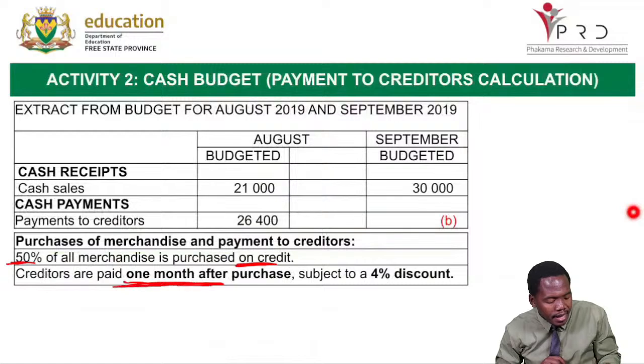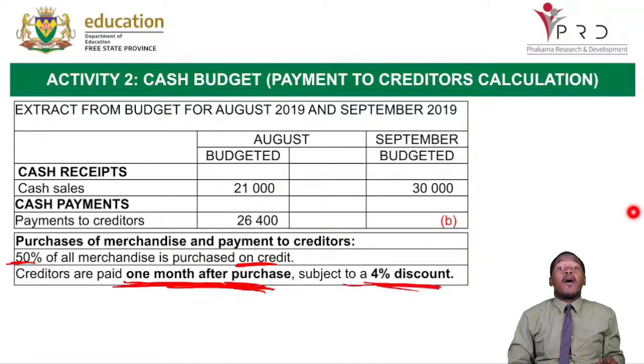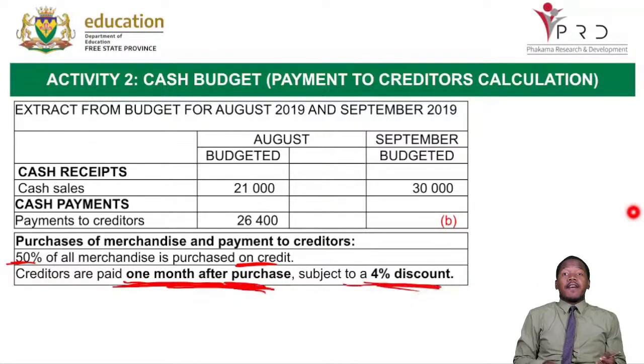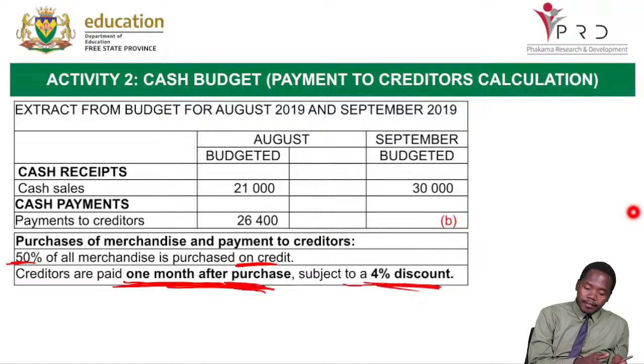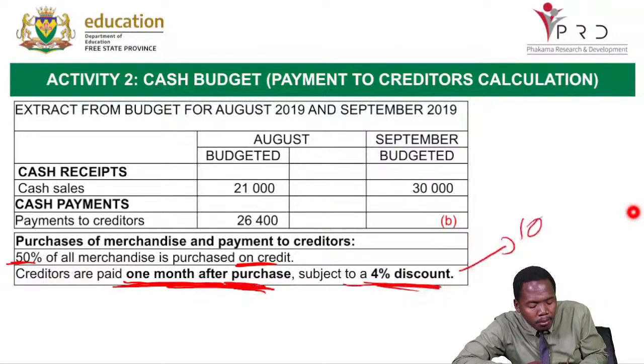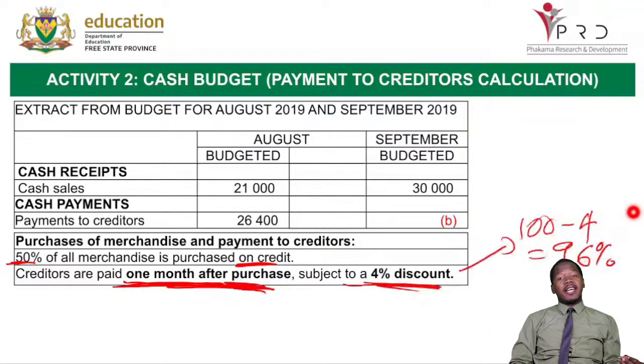Our creditors are paid 1 month after, and it is subject to a 4% discount. What does it say now? It says that if I buy in January, I am going to pay my creditors in February. And then what does the subject to 4% mean? It means I am not going to be paying 100% of the amount. I'll pay 100% minus 4, so I am going to be paying 96%. Meaning I'll have to multiply by 96%, not hundred over 100.